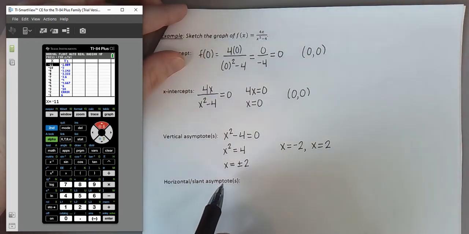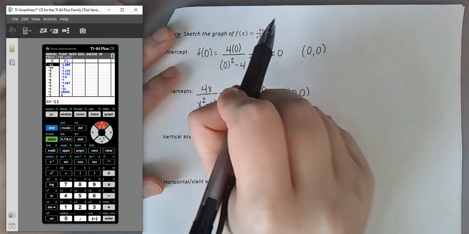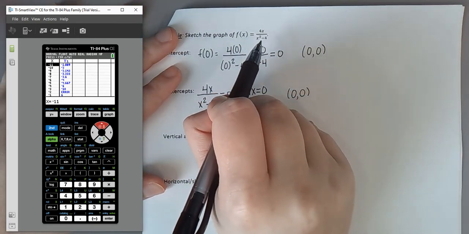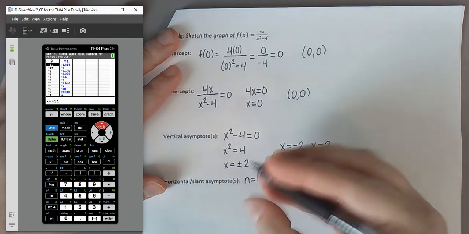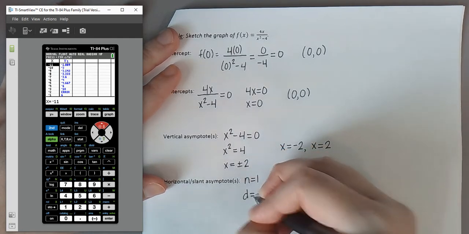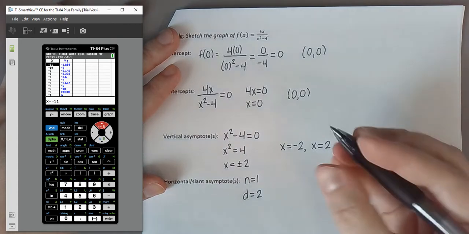Okay, horizontal or slanted. Remember, now we're comparing the numerator and denominator. What's the degree of each? Well, the numerator is linear. It has a degree of 1. The denominator is quadratic. It has a degree of 2.